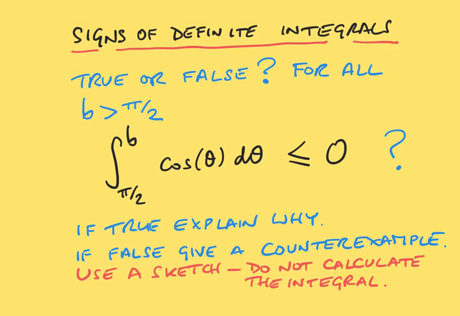So the aim of this short video is to help you think about the signs of definite integrals. And it's going to be done through a question. Is the integral here from pi over 2 to b of cos of theta, integrated with respect to theta, always negative or 0? Is that true or is that false for all values of b which are greater than pi over 2? So is that true or is it false?